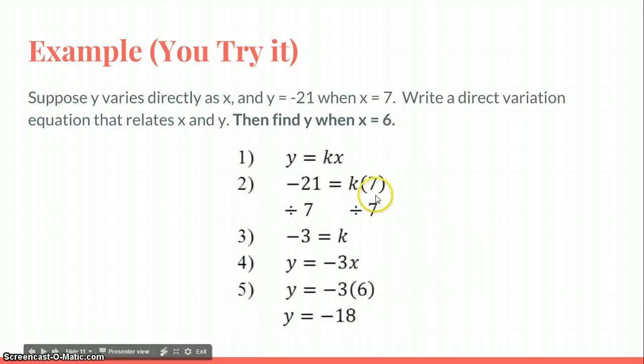As you can see, like I said, start off with y equals kx, then plug in the -21 for y and the 7 for x, and get k by itself by dividing both sides by 7. I'll get k equals -3. Then once I've got k equals -3, I plug the k in, so I get y equals -3x. There's my equation. That's the first half of what the problem's looking for. Then find y when x equals 6: plug the 6 in, and I get y equals -18.